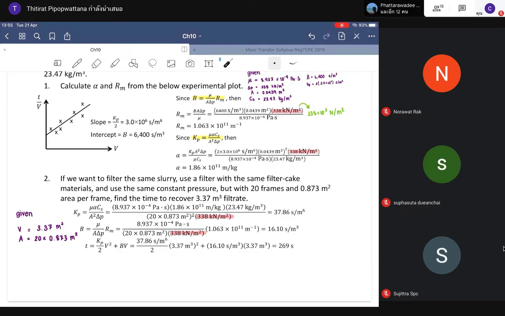So we need to calculate the new Kp and B because we have been given the area. At the first question, they just want us to calculate, but in the second equation, they put more conditions, so we need to calculate the new Kp and the new B. And in the end, we combine the numbers together to plug into the other T equation.